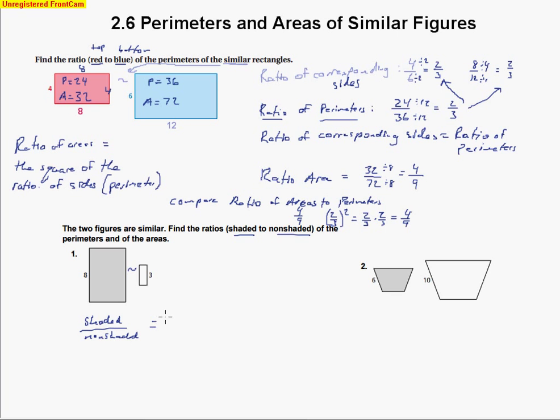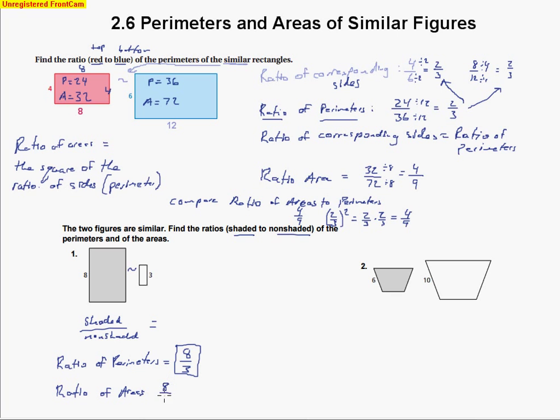So we're going to start off with the ratio of perimeters. Let's do that one. So the ratio of the perimeters is just going to be shaded is 8, non-shaded is 3. That's it. That's the answer. So make sure you write down ratio of perimeters equals, and then you tell me which one it is. There's two of them.